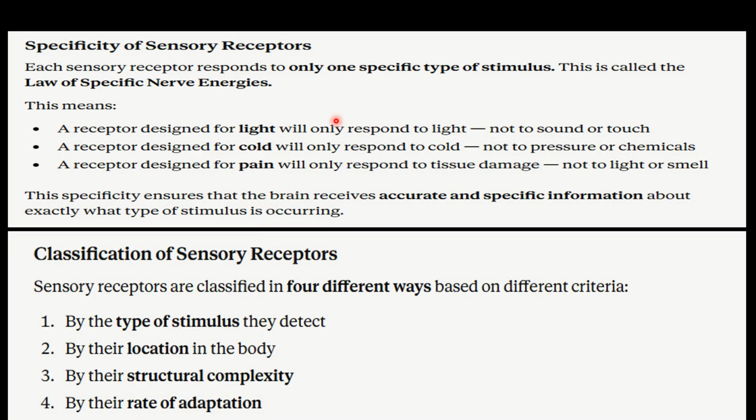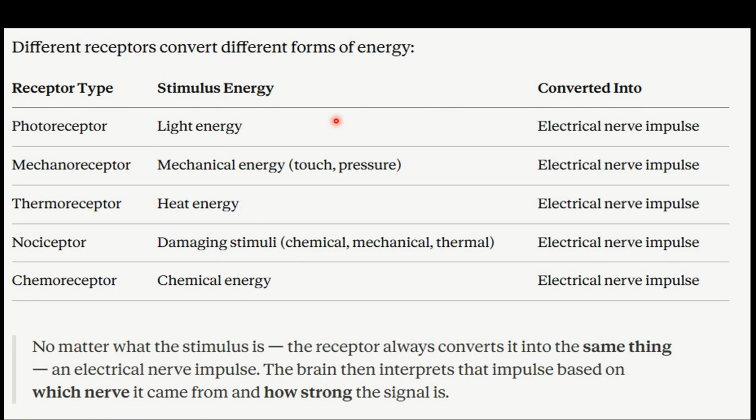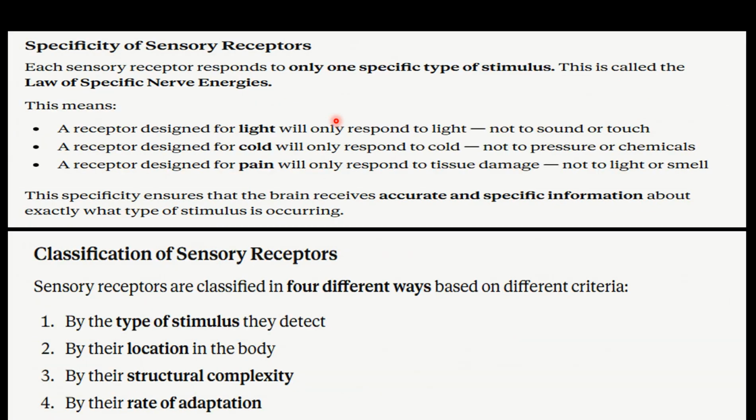So till here we discussed what a sensory receptor is, its primary and fundamental job, the different types of receptors and their convertible energies, and also the specificity of sensory receptors. Now we will see the classification of sensory receptors, because they are broadly categorized into four parts. One is by the type of stimulus, second is by their location in the body, third is by their structural complexity, and fourth is by their rate of adaptation. These are the four types of sensory receptors.